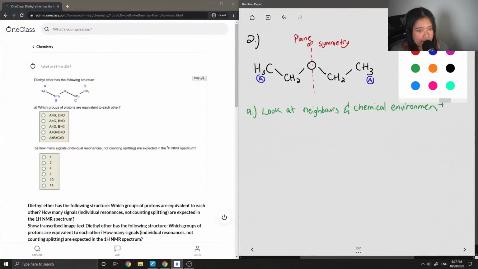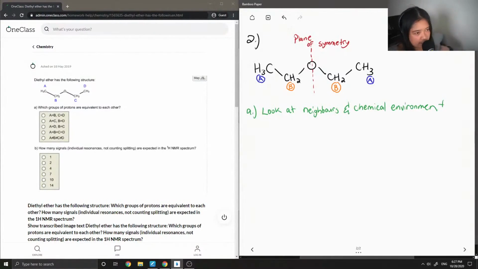So let's look at the hydrogens beside it. This CH2 has 2 neighbors. One of them is an oxygen, and one of them is a carbon that has 3 hydrogens. So we can say the same thing for this set of hydrogens right here. And you can see that the hydrogens in A and B are different from each other. So when we answer the question, which groups of protons are equivalent to each other, it's going to be A.